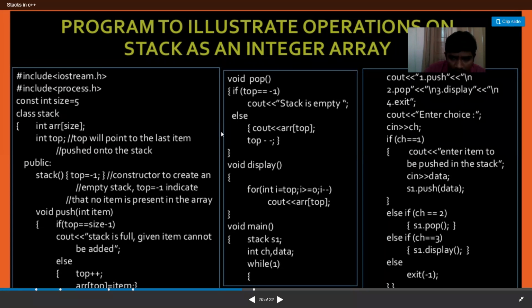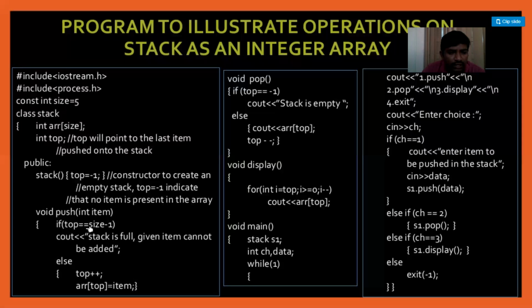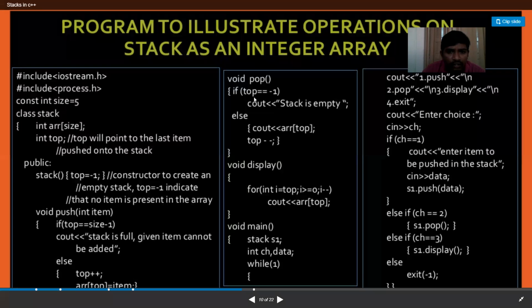Now observe this carefully. The push operation checks top equal to size - 1, and the pop operation checks top equal to -1. Top equal to -1 means the stack is empty. Top equal to size - 1 means the stack is full. Now this is about the stack in linear data structures using arrays. Using arrays, we are implementing the stack.